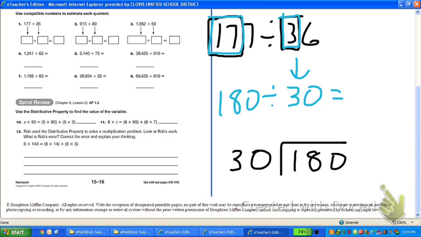So again, we want to get rid of the zeros. And 3 goes into 18 6 times. And that'll be your answer.